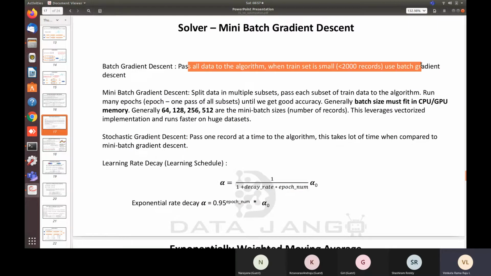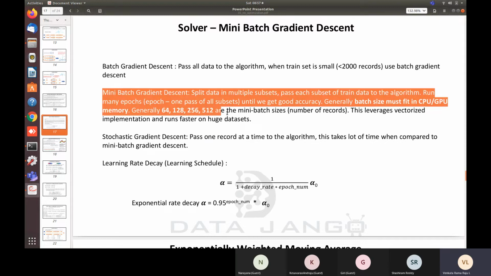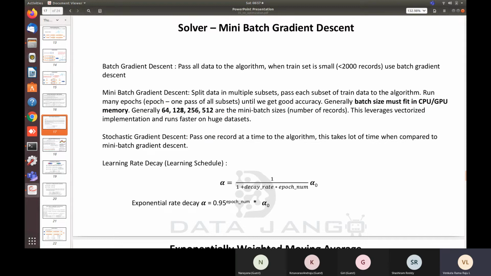If the size is less than 2000, there is no need for batch gradient descent. If the size is more, you take batch sizes as 4, 8, 16, 32, 64, like that, because here, if you see the memory, in CPU, GPU, right.